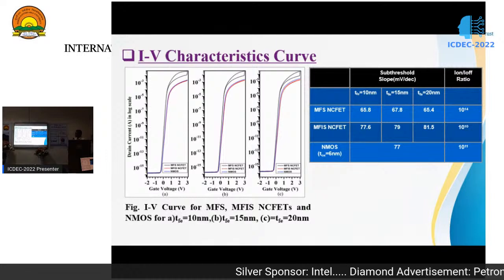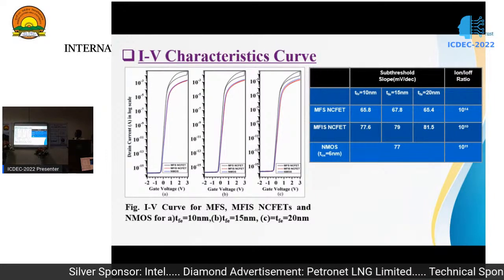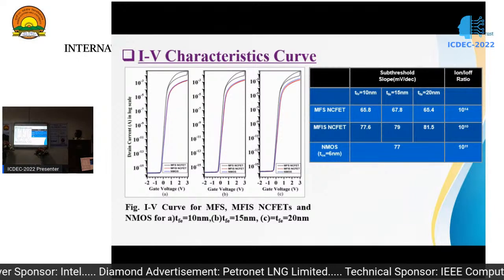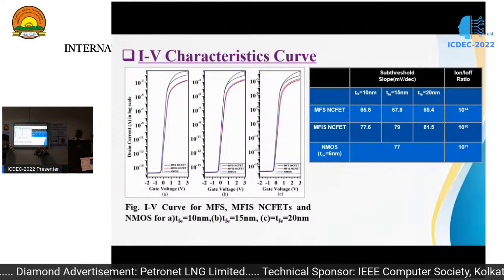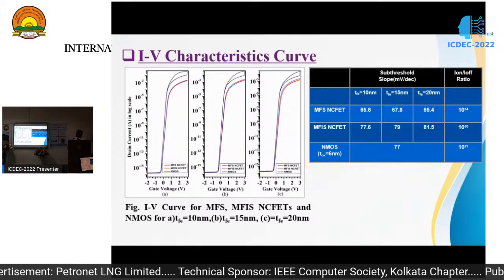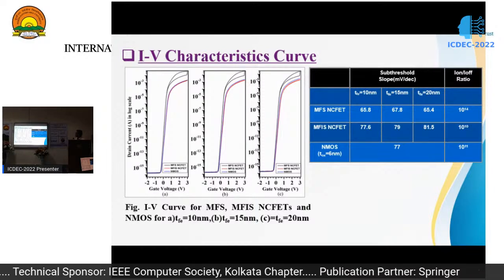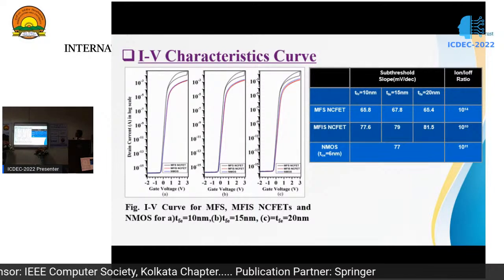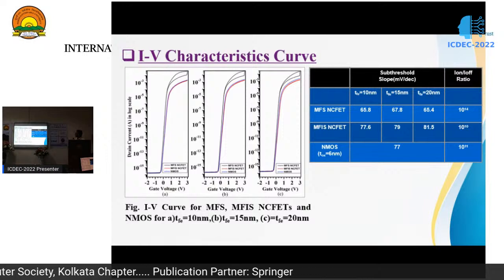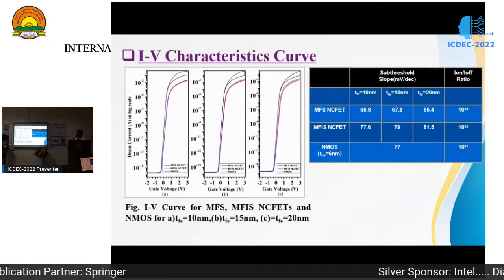Now we have obtained subthreshold slope and Ion/Ioff ratio. We can see that MFS NC has a subthreshold slope almost closer to 60 millivolt per decade and is far better than NMOS. And also you can see that the Ion/Ioff ratio for MFS NC is of the order 10^40, whereas for NMOS it is of the order 10^11.